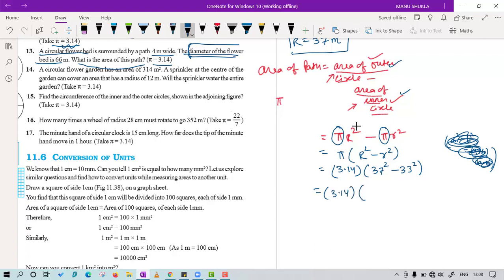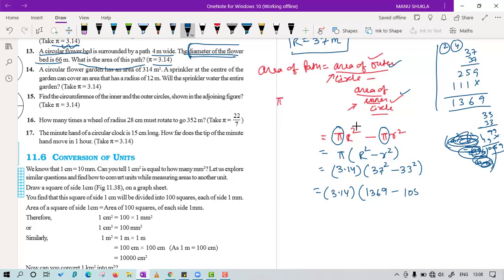3.14 times. What is 37 square? Again, make a rough column. 7 sevens are 49. 21 plus 4, 25. Then 3 sevens are 21. 9 plus 2, 11. So 9, 6, 3, 1. So 1, 3, 6, 9 minus 33 square, 9, 9, 9, 9. You will get 1089. So this we have got.